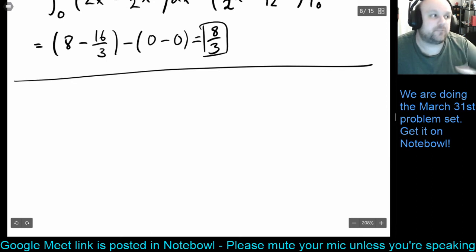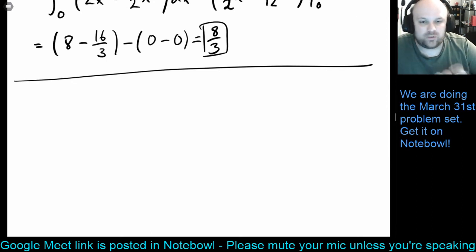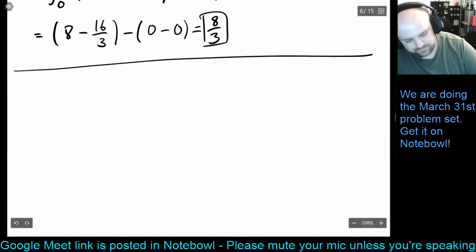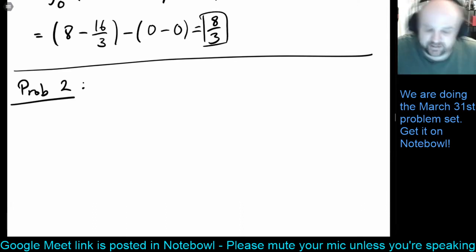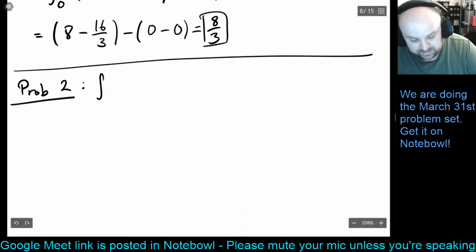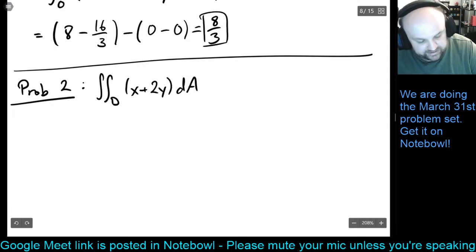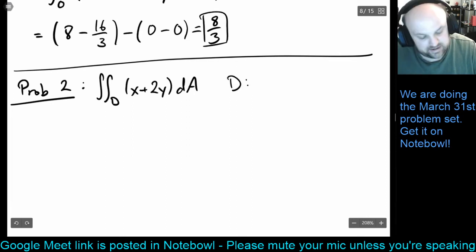Because that's the real valuable skill here. Once you've done that, it does kind of just turn back into Calc 1 or Math 135. So problem 2, right? Here we want to evaluate this integral, x plus 2y over D, dA, and D here is the region bounded by y equals 2x squared and y equals 1 plus x squared.